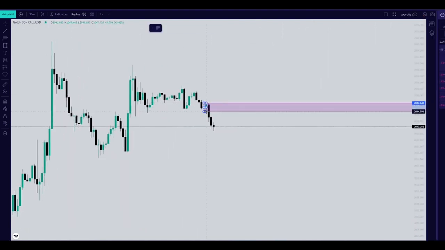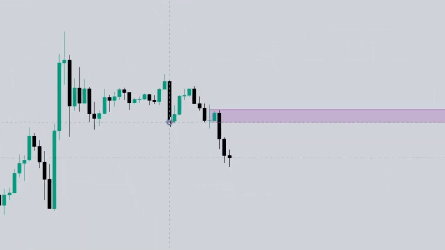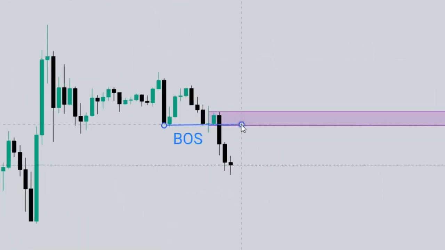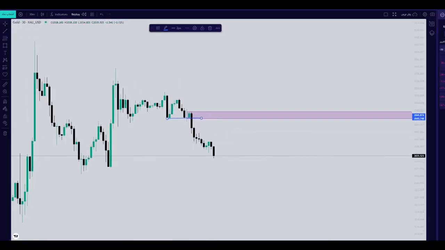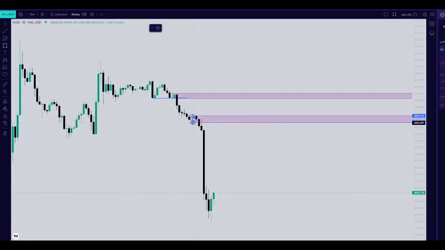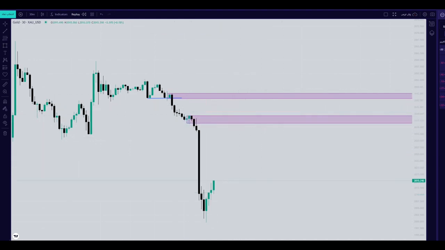Here, a descending order block is formed because it could break this floor and make a BOS. Here, another descending order block is created, so this area between two order blocks is the liquidity area.